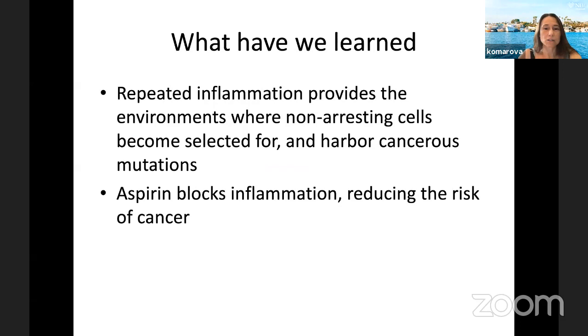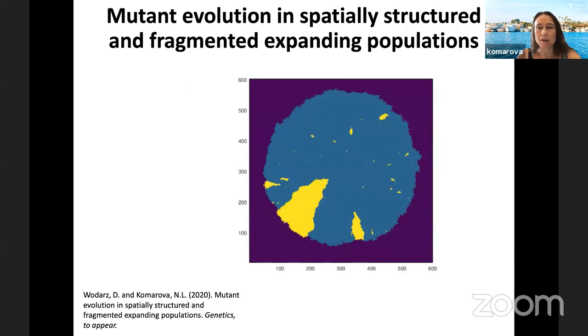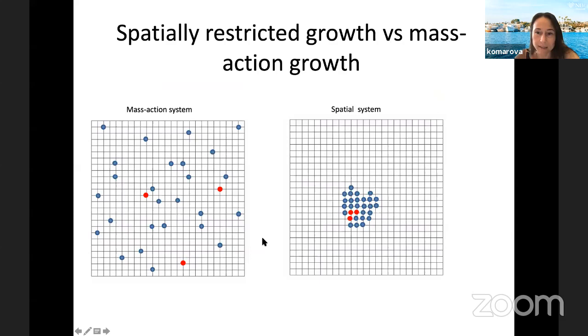let me come to my favorite part. This is the newest research that we just did. And it's about mutants spreading through expanding spatial populations. So let me show you two simulations. These are just schematic. So we will be comparing mass action systems to spatial systems.